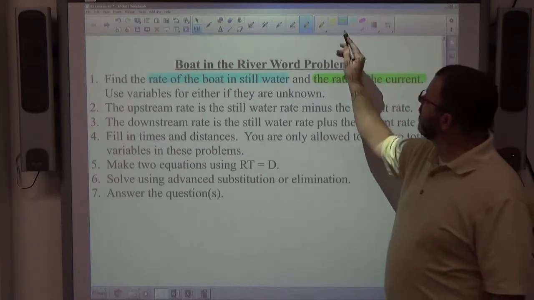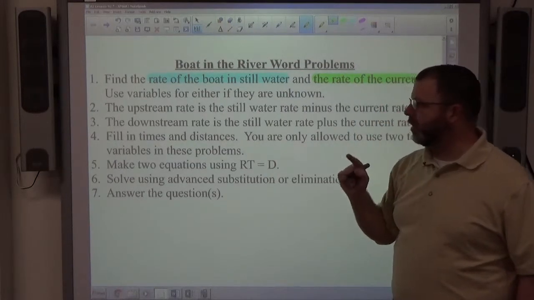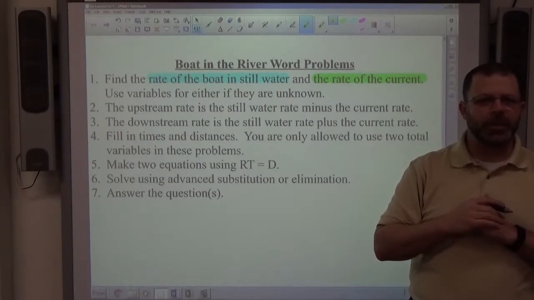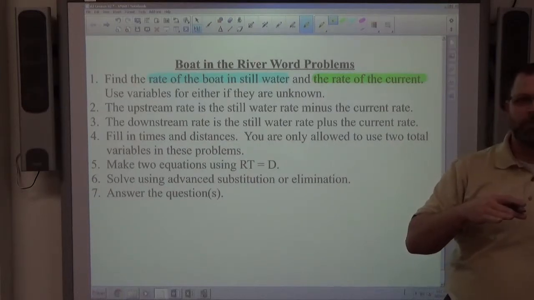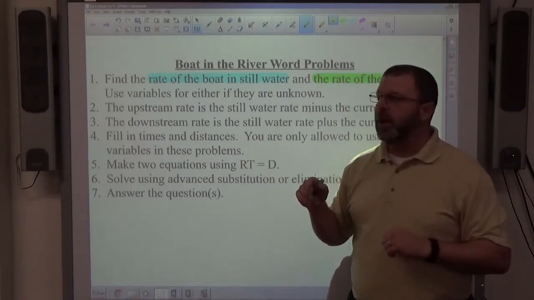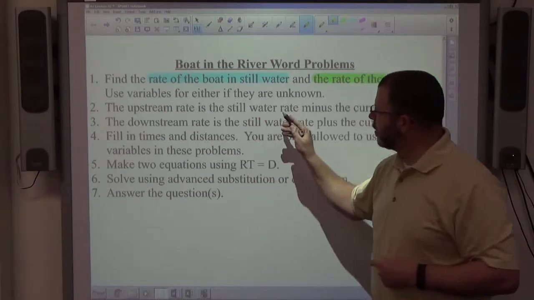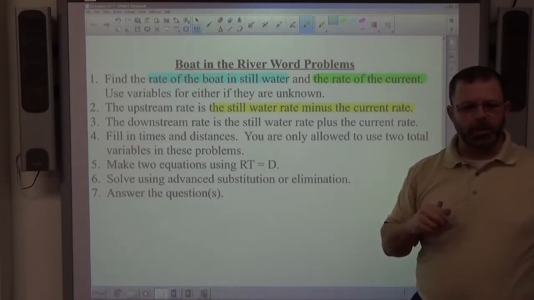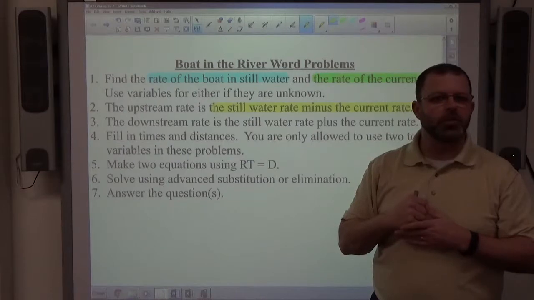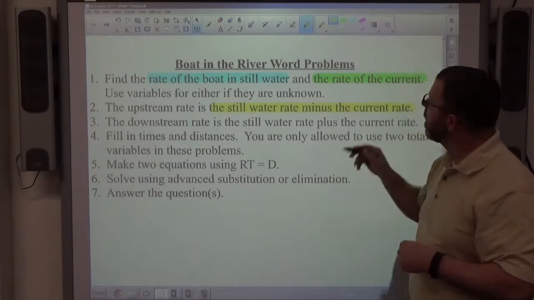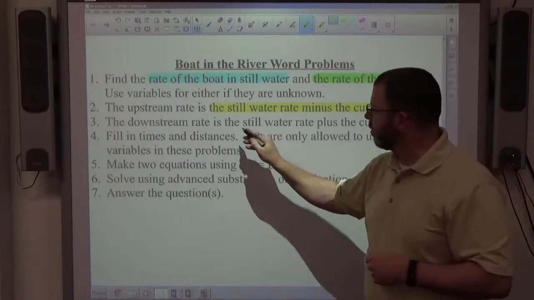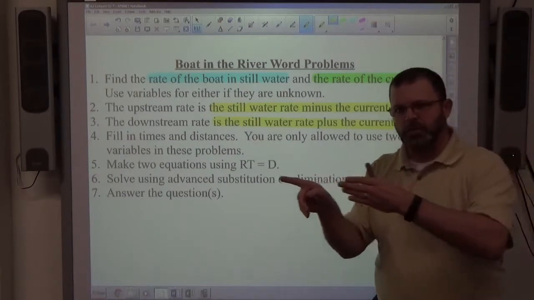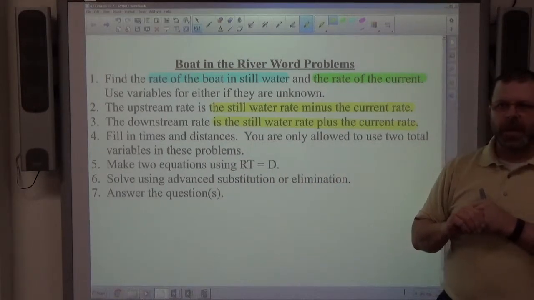Okay? And then we're going to establish two specific rates. When you start seeing a boat and river problem, you have two categories. It's not the people in the vehicles or whatever. It's not boat, car, motorcycle, or anything weird like that, like we've seen in these other ones. It's going to be upstream and downstream. Upstream is against the water, so it's the still water speed minus the current speed. Because if you are going this way and the current's going that way, it's slowing you down, so you subtract the current from the speed of the boat. If you're going downstream, that means you're going with the current, so it's the still water speed plus the current. So if you're going that way and the current's going that way, the current's pushing you faster than you normally go. That's how the rates are established.